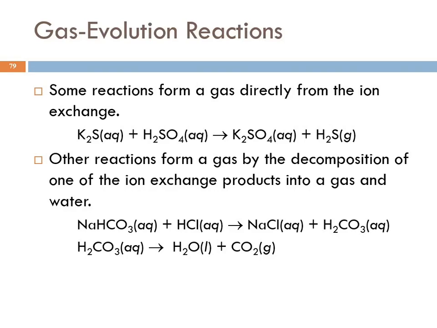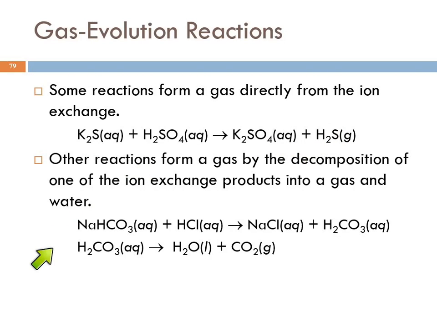Gas evolution reactions. So sometimes gases form when you have a chemical reaction. Sometimes they form directly. This is an example, bless you. Potassium sulfide reacting with sulfuric acid will generate aqueous potassium sulfate and dihydrogen sulfide gas. It smells really bad. This is a direct product, and it's a gas.